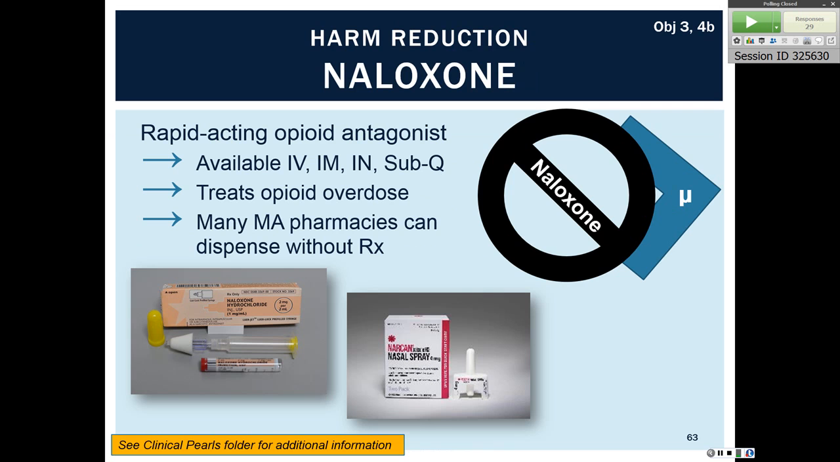I'm not going to go crazy into detail about naloxone. I have it under the clinical pearls folder, a guideline on what to do in an opioid overdose situation. I'm probably not going to test you on the exact steps of what to do, but know that naloxone, not naltrexone, is the agent that treats an opioid overdose. Naltrexone is a treatment for opioid use disorder and alcohol use disorder.